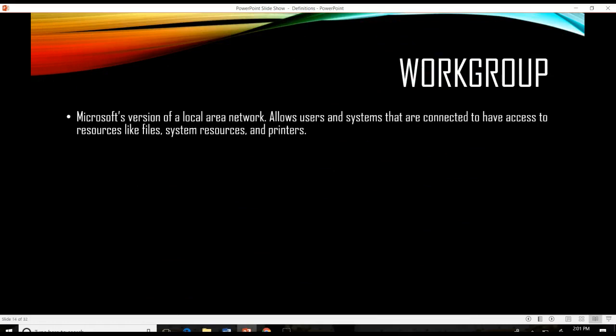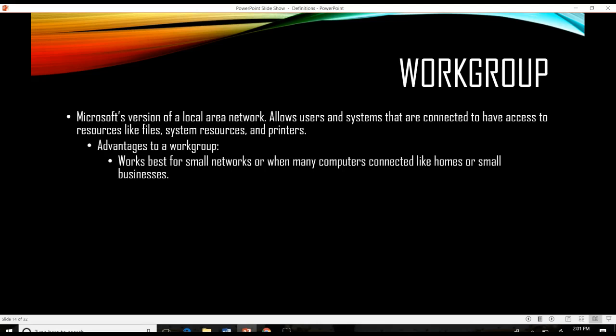Then we have a workgroup, and a workgroup is Microsoft's version of a local area network. It allows users and systems that are connected to have access to resources like files, system resources, and printers. So this is good for small networks like small businesses or houses when there's not very many computers. And anyone connected to the workgroup can share resources. So it's easy to share different files, printers, things like that on that workgroup.